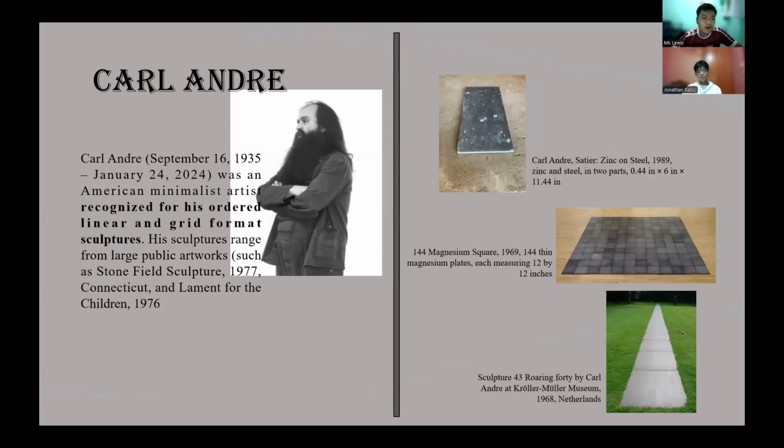Carl Andre was an American minimalist artist recognized for his ordered, linear, and grid format sculptures. His sculptures range from large public artworks, such as Stonefield Sculpture and the Lament for the Children. And these are the artworks, or the types of art, of Carl Andre.